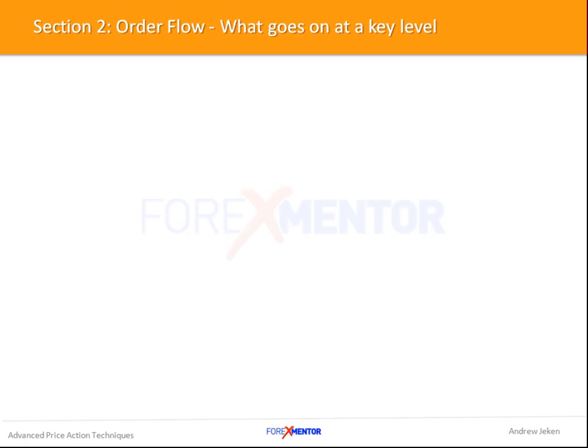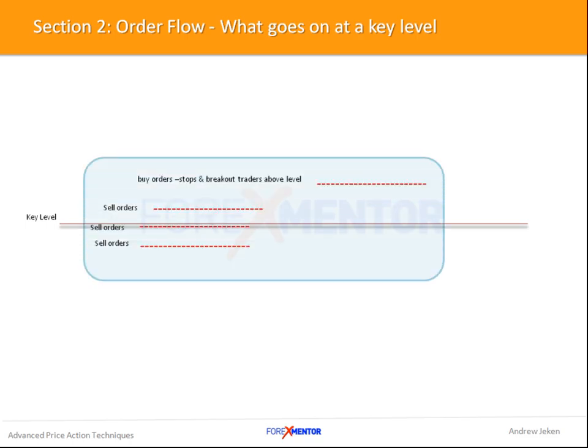Let's now look at order flow and what goes on at and around a key level. So we have a key level in the marketplace, and around that key level we have a stack of orders. Okay, now we have sell orders below the level, at the level, and just above the level, and then we have buy orders stacked above the level.